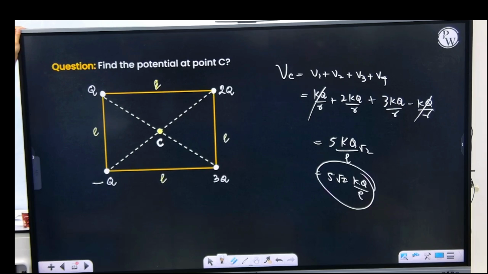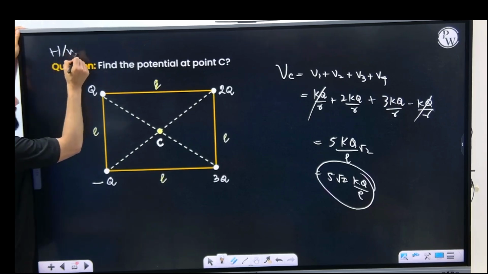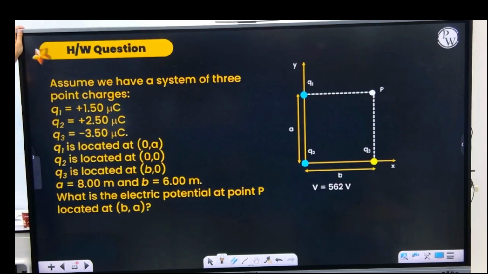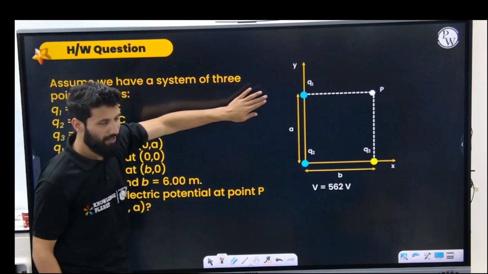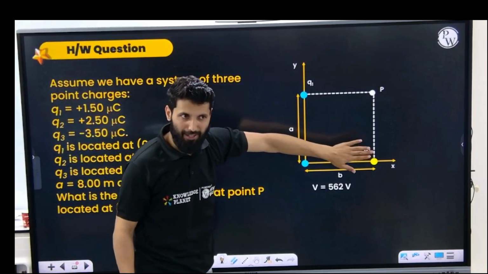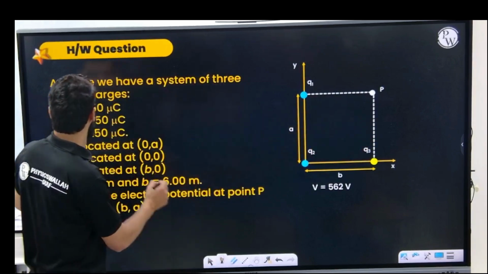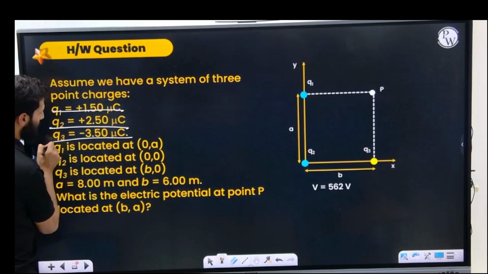Is it done? One homework. Last time I also gave homework, right? This is our second homework. Nothing much. This is Q1, this is Q2, this is Q3.